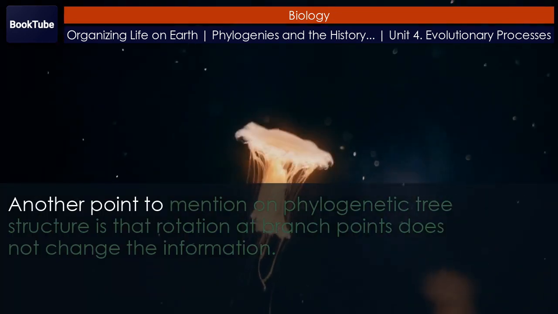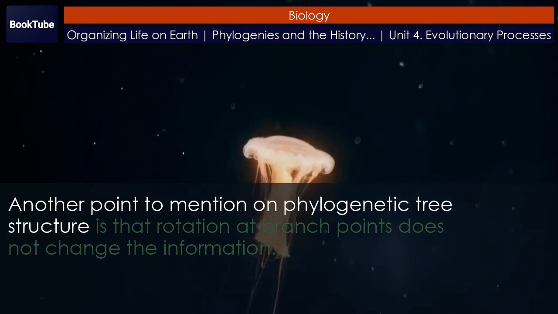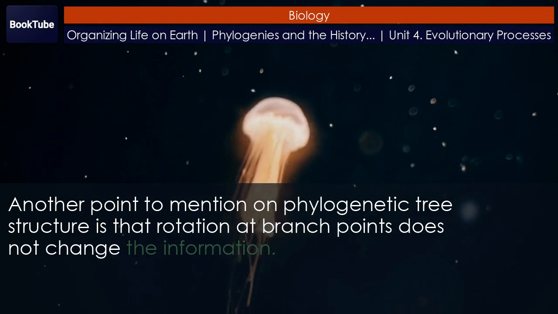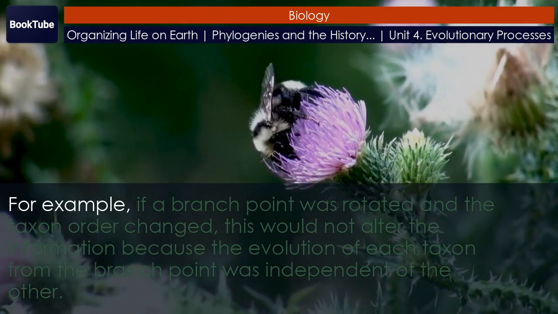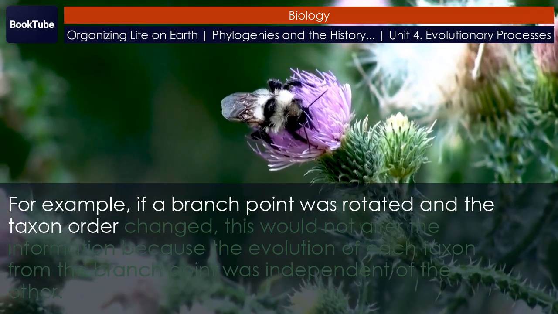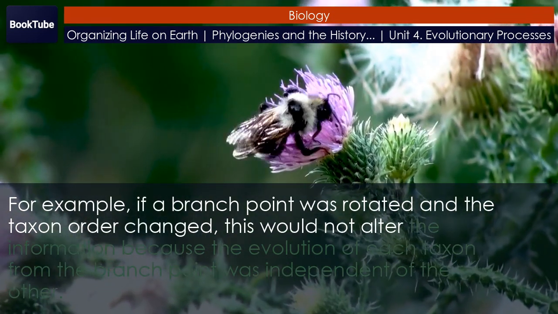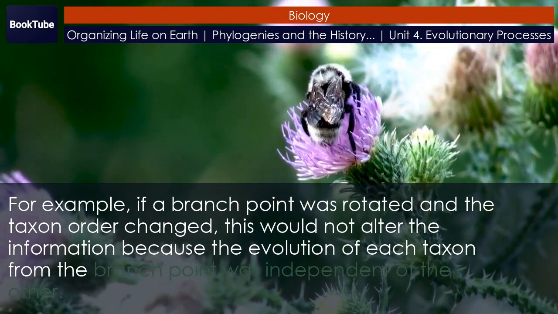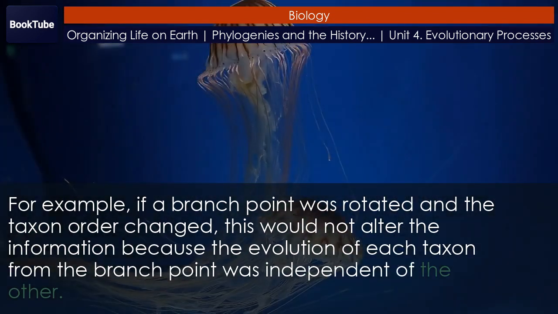Another point to mention on phylogenetic tree structure is that rotation at branch points does not change the information. For example, if a branch point was rotated and the taxon order changed, this would not alter the information because the evolution of each taxon from the branch point was independent of the other.